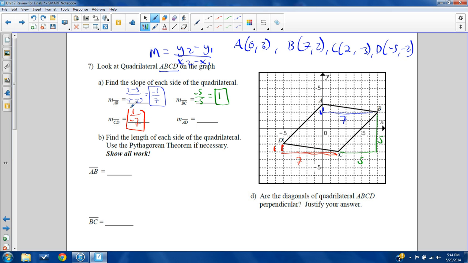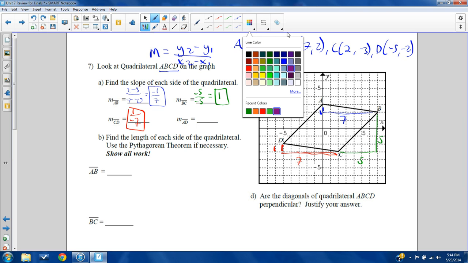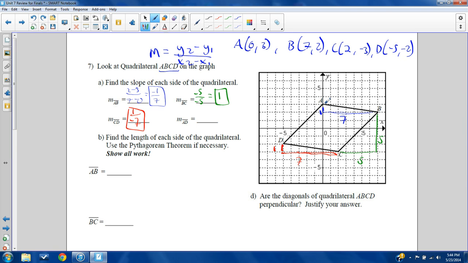There's my slope there. And finally, AD, let's get a different color. From A to D, well, I'll go from D to A. I'll go up 1, 2, 3, 4, 5, and over 1, 2, 3, 4, 5. So that's 5 and 5. So up 5 and over to the right 5 is 1.